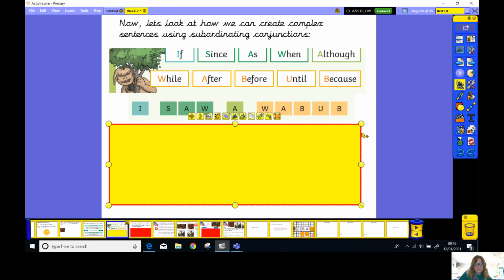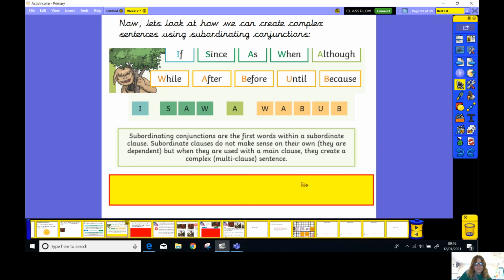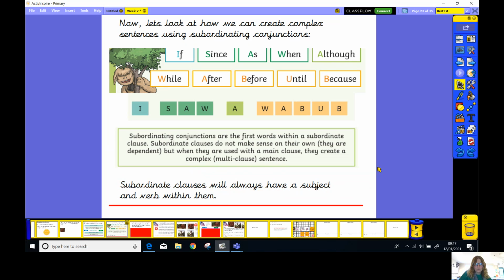Now, subordinating conjunctions are the first words within a subordinate clause. Subordinate clauses do not make sense on their own. They are dependent, but when they're used with a main clause, they create a complex sentence. So, for example, subordinate clauses will always have a subject and a verb within them. So you always need to make sure that when you're writing complex sentences today, they have a subject, what you're talking about, and the verb, what that subject is doing.